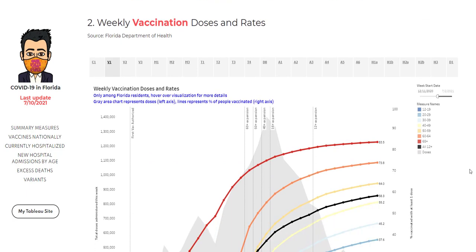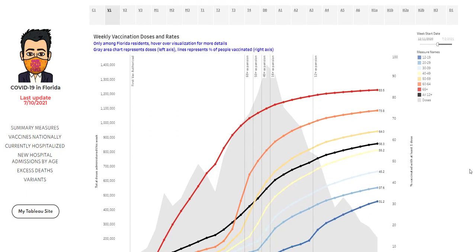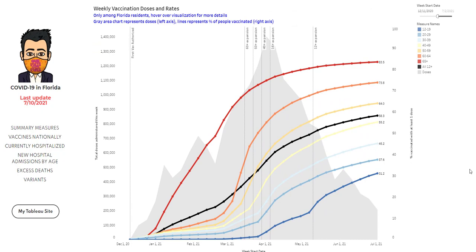The next one is weekly vaccination doses and rates. And so again, pretty straightforward. What I provide to you in all of the lines there, the different colored lines, is basically each line is an age group. The black line is everybody who is a vaccine eligible age. That's why that tends to fall in the middle of all of the other lines. It's kind of an age averaged curve.